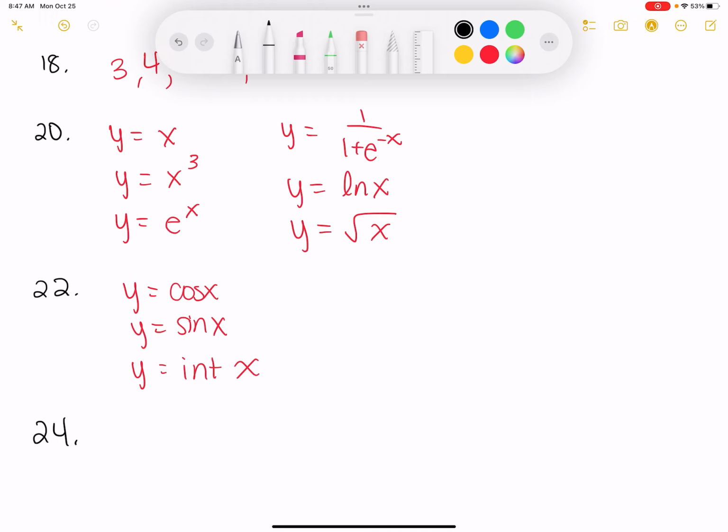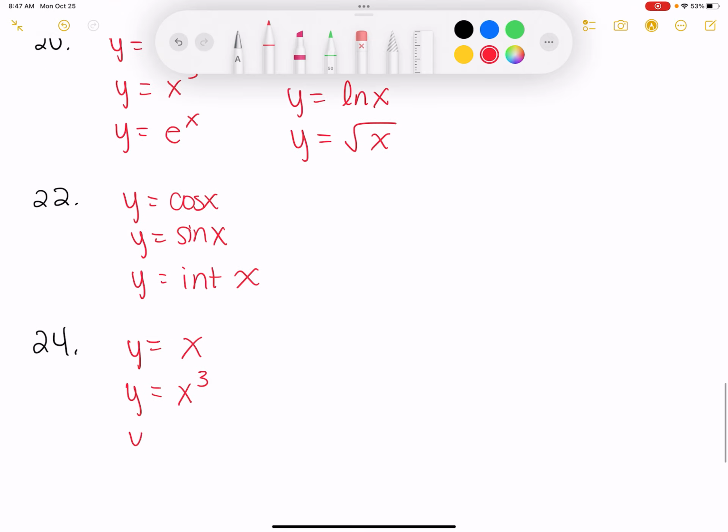All right, 24. The 3 functions with range being all real numbers. That means that it covers the entire y-axis. y equals x. Okay, y equals x, x cubed and ln x. Those are the only ones. Yep. So for any value of x, there is a y value that covers anything from negative infinity to positive infinity. That is what that one means.